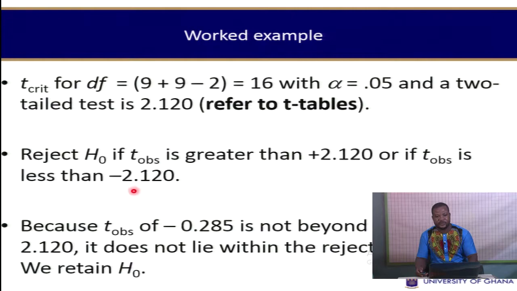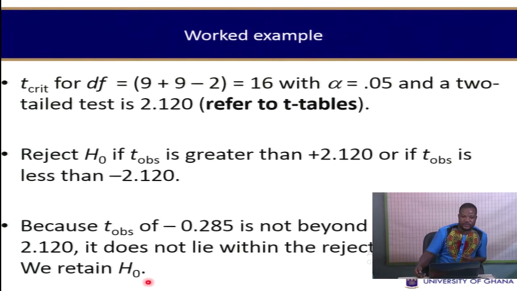Once we get it, we look at it. Is it less than this value? Because it's negative, we concentrate on the negative side of the normal curve where we have to reject. Comparing this to this, we can see that this is actually greater than that. And because of that, our decision should be that we retain our H0.